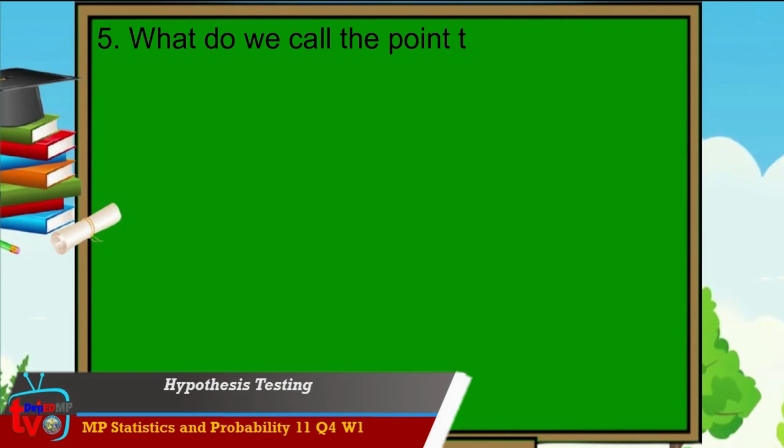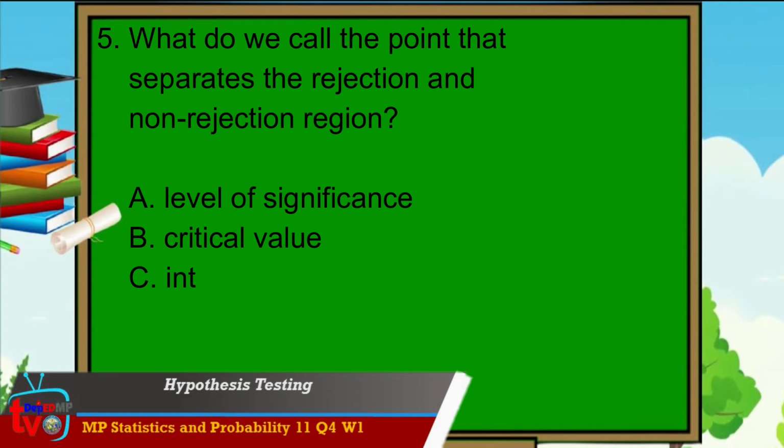Number 5. What do we call the point that separates the rejection and non-rejection region? Letter A, level of significance. Letter B, critical value. Letter C, intersection. And letter D, level of confidence.